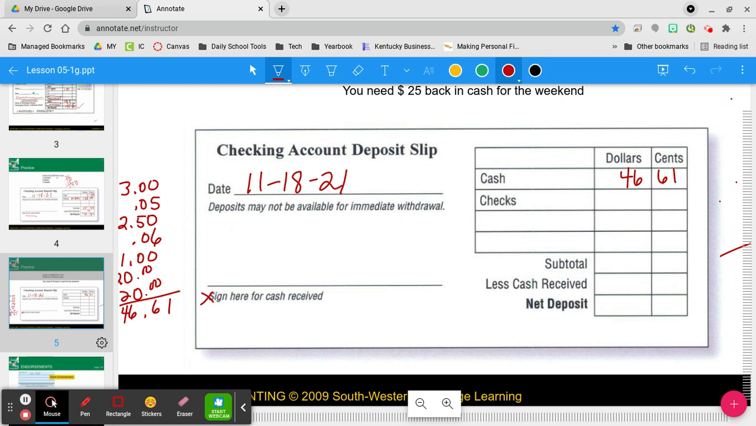All right, there are no checks. Here's my subtotal. So I'm depositing $46.61. Where people make the biggest mistakes is just calculating the money. Everybody see that one? I'll leave it up a second.